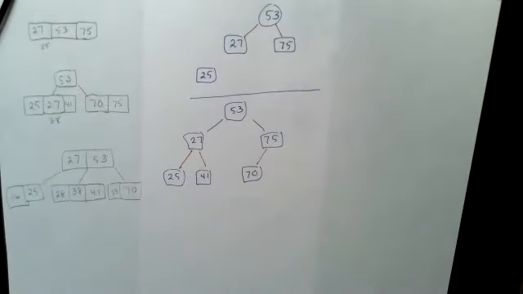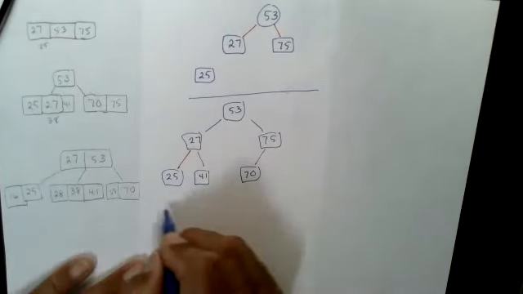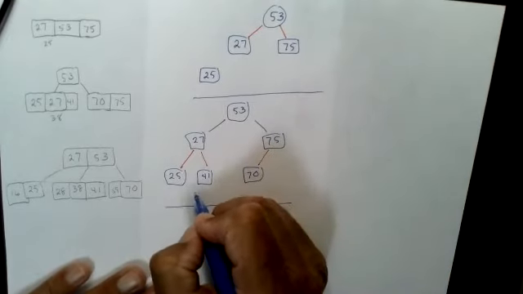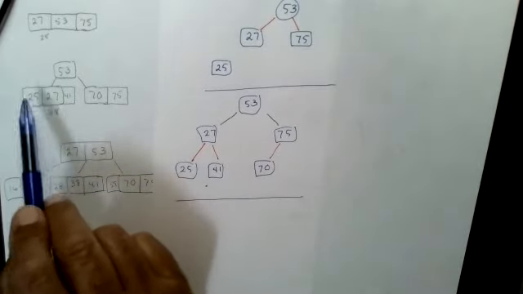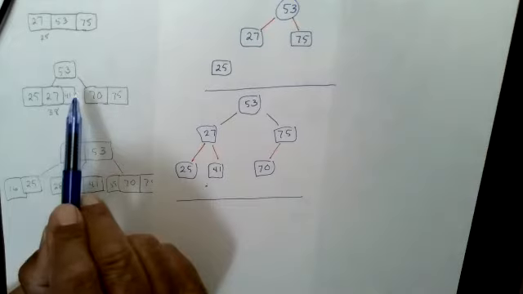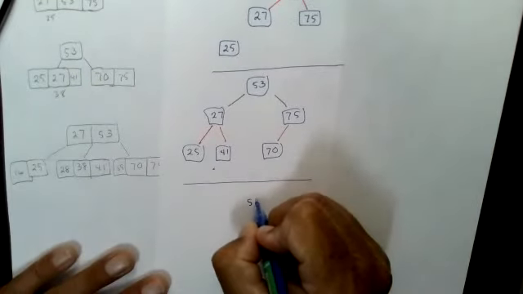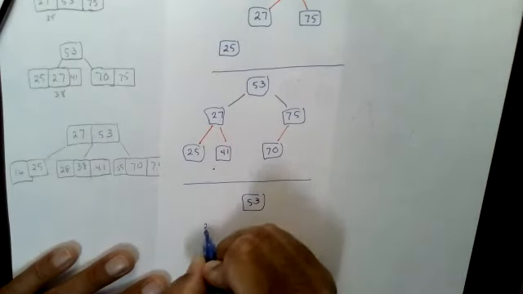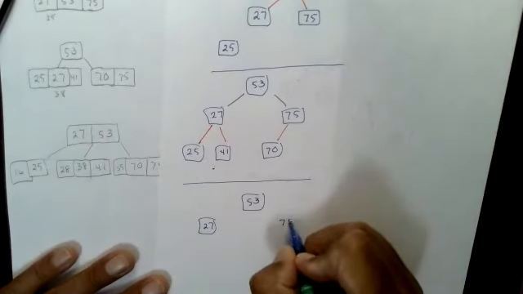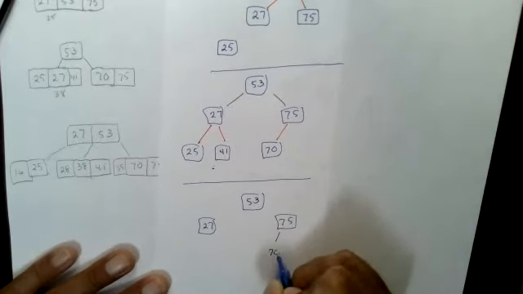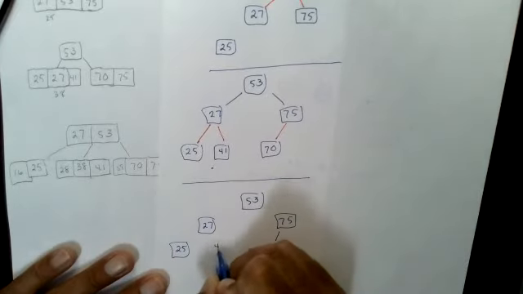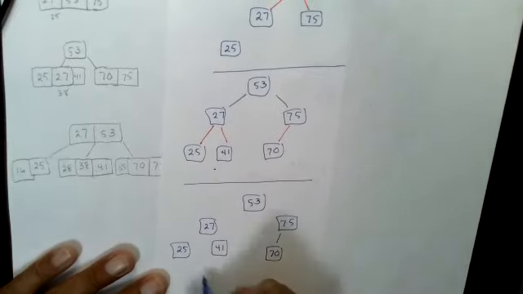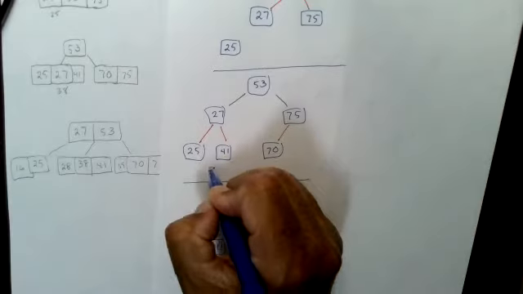I would add 38. I'm going to add 38. And I know it's going to be a problem because 38 is going to go here, and I'm going to have 2 consecutive reds, which means there's a problem. So I needed to blow it up this way. So let's see, I have 53. Still have 27 here. I have 75. I have 70. I had 25. I had 41. And the new number I just added was 38.